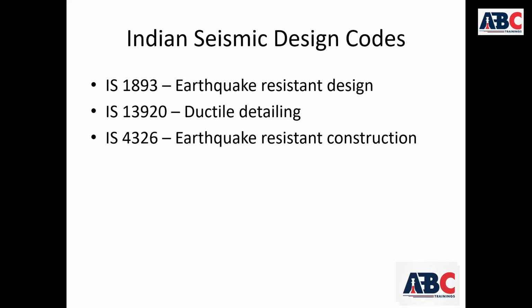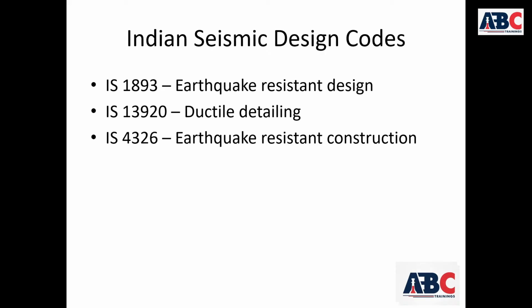Next is IS 13920, ductile detailing. It calculates seismic force correctly using IS 1893, but the building may still fail if detailing is poor. This code specifies beam detailing rules, column detailing rules, and beam-column joint detailing.